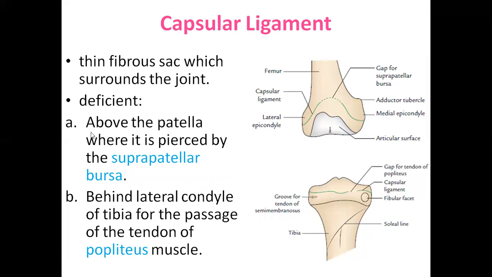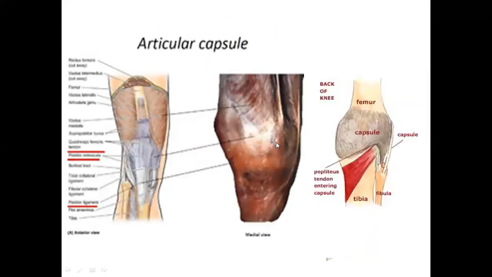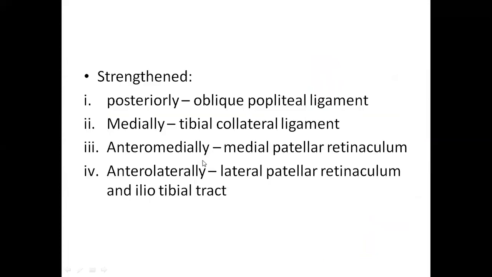Now first, let us start with the capsular ligament. The capsular ligament is a thin fibrous sac which surrounds the joint. It is deficient above, where the dotted line is shown above the patella, where it is pierced by the suprapatellar bursa, and behind the lateral condyle of the tibia for the passage of the tendon of the popliteus muscle. So except for these two areas, the capsular ligament is continuously attached to the lower end of the femur and the upper end of the tibia. Okay, so this is all joint capsule, which is covering the ends and margins of the bones.